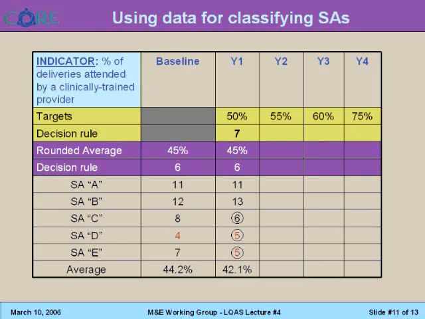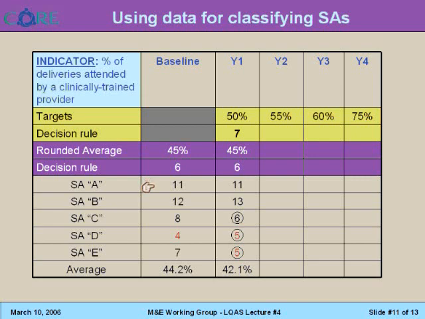Let's assume that we are at the beginning of year 2 and that we have results from baseline and results from a recent LQAS survey conducted at the end of year 1, assessing deliveries that are attended by clinically trained providers. From the results summarized in this table, we have annual targets for this particular indicator and a decision rule for year 1. We also have the average for year 1 as well as a decision rule for this particular average. Now, for each supervision area, we have the number of correct responses for this particular indicator being assessed.